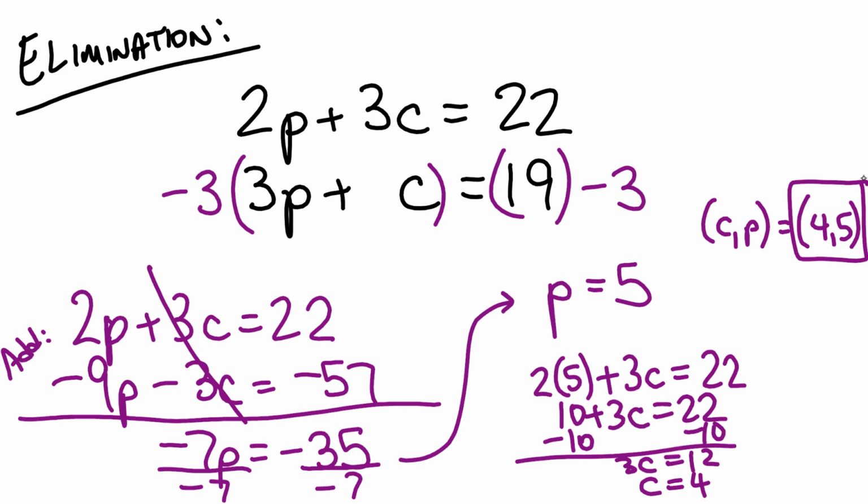So this definitely helps if graphing the lines gets too complicated. The slope is too weird. Maybe the intersection point isn't a nice whole number, and you want to know exactly what that intersection point is. Elimination can be very helpful.